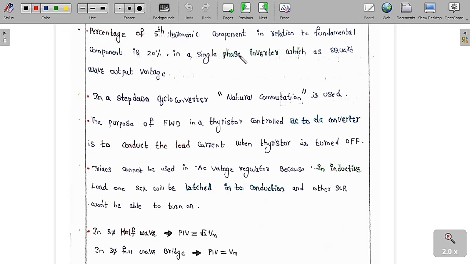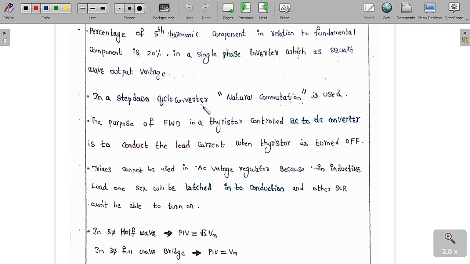So the percentage of fifth harmonic component in relation to the fundamental component is 20% in a single phase inverter which has a square wave output voltage. In a single phase inverter, whether it is half wave or full wave, if you take the ratio of the fifth harmonic component to the fundamental component, using either the peak values or the RMS values, and multiply by 100, you are going to get 20%.